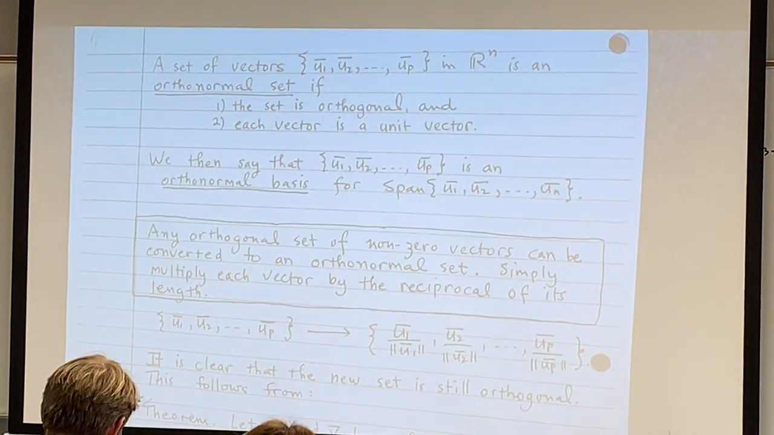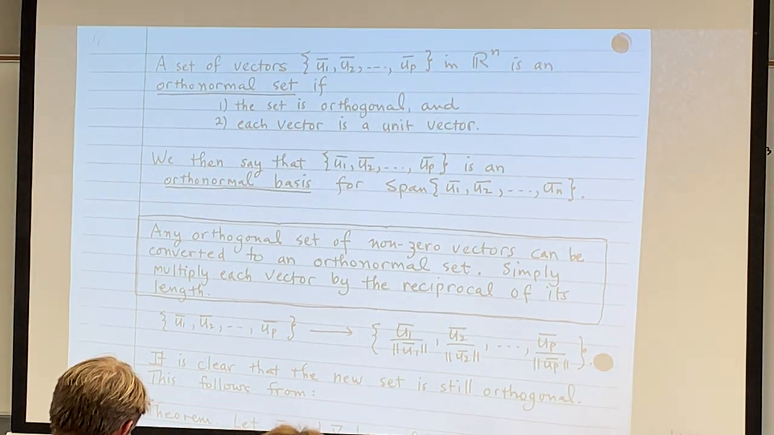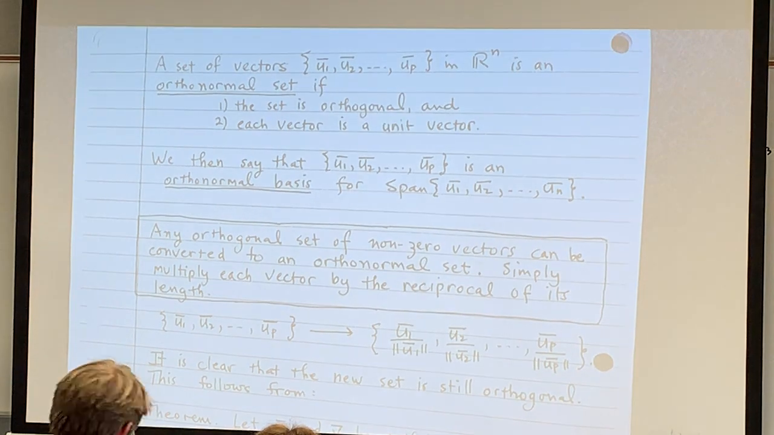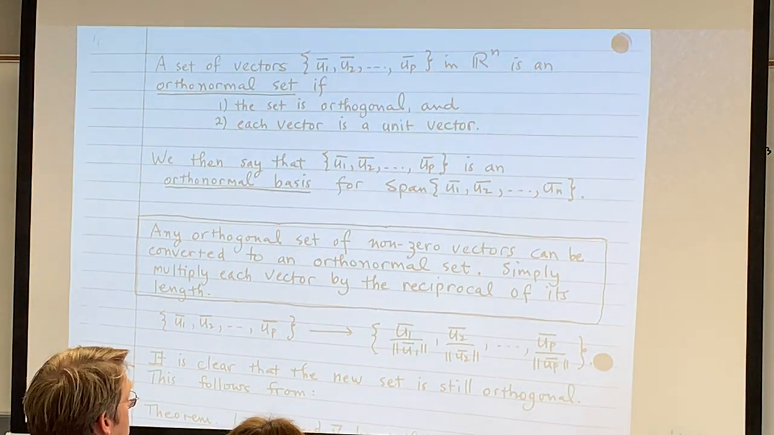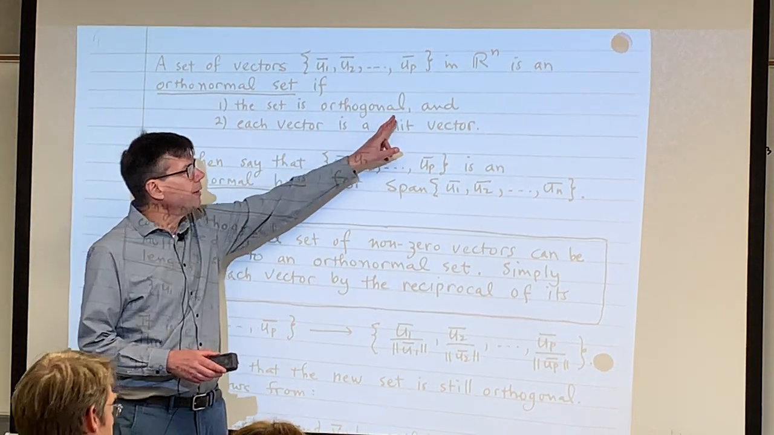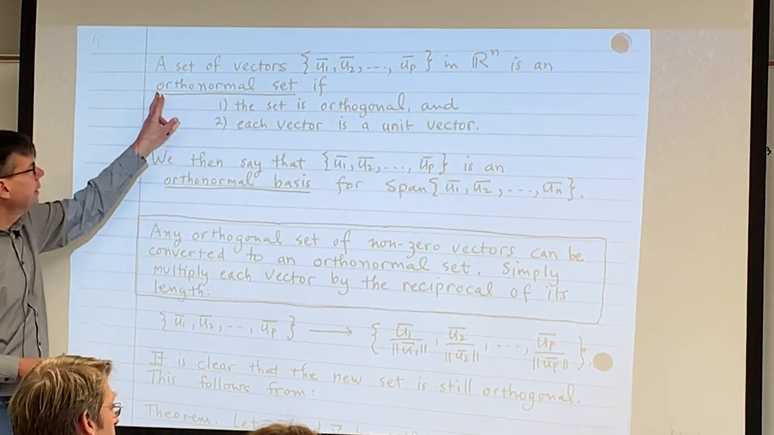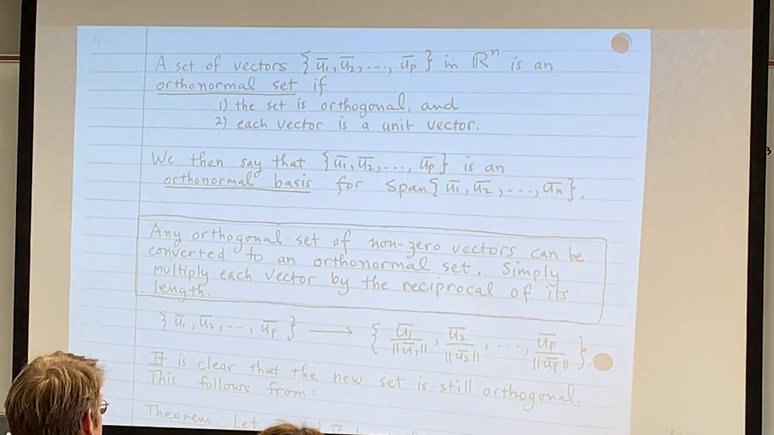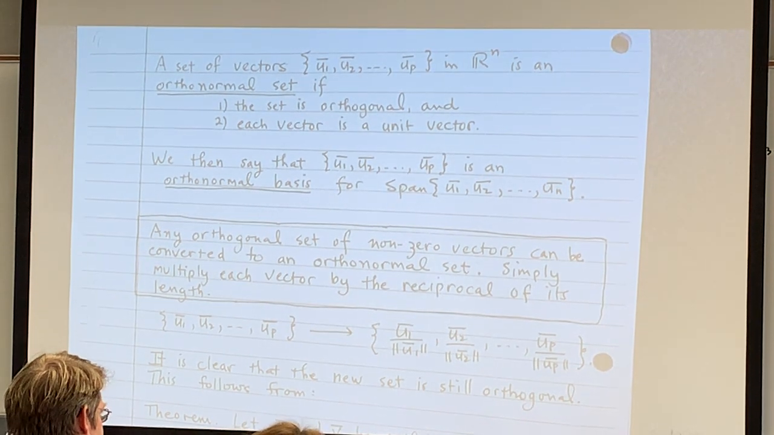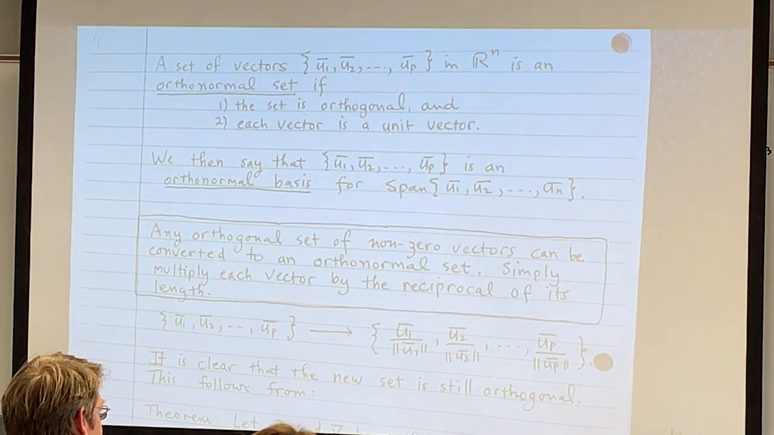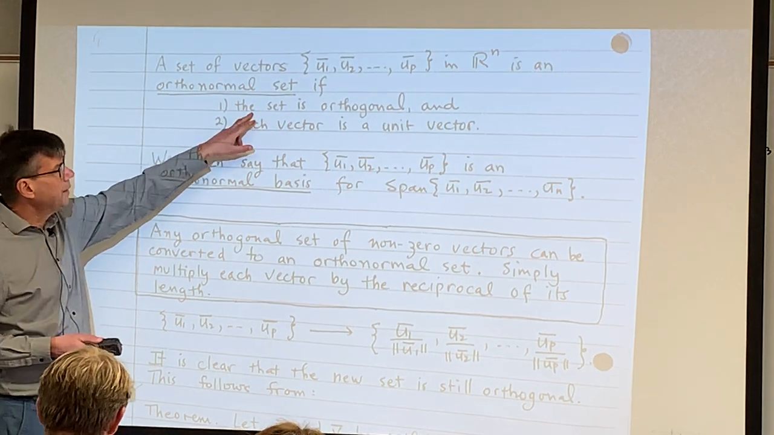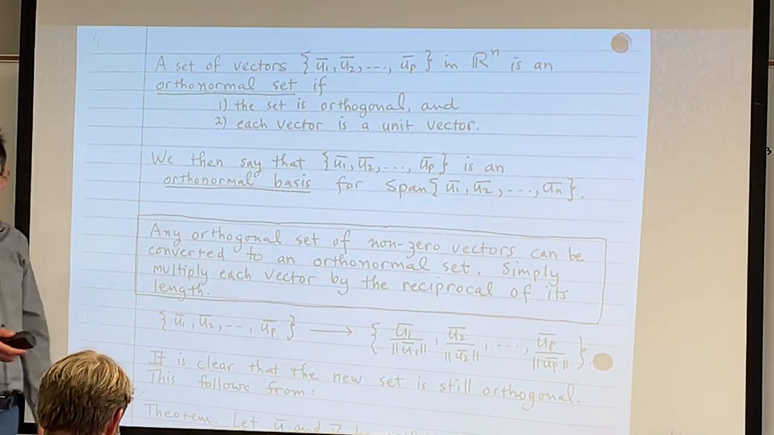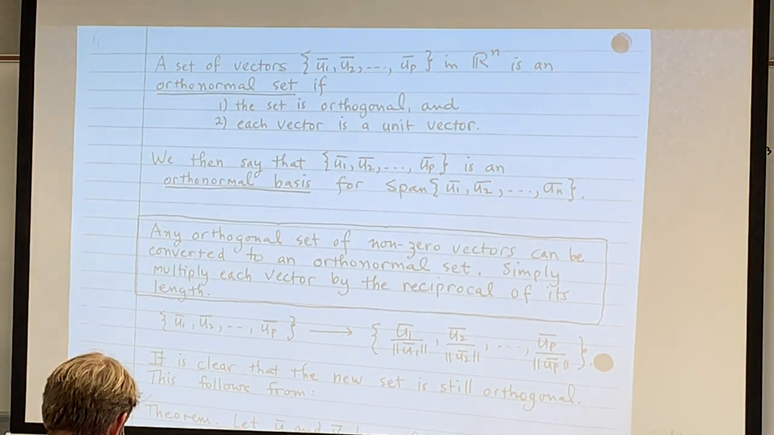So a set of vectors in Rn is an orthonormal set. It's a little bit different from the word orthogonal. We've already used the word orthogonal. That means perpendicular. This has the word normal thrown into it. So orthonormal is a combination of the words orthogonal and normal. It's if the set is orthogonal, so it's got to be an orthogonal set, and each vector is a unit vector, meaning each vector has magnitude 1.